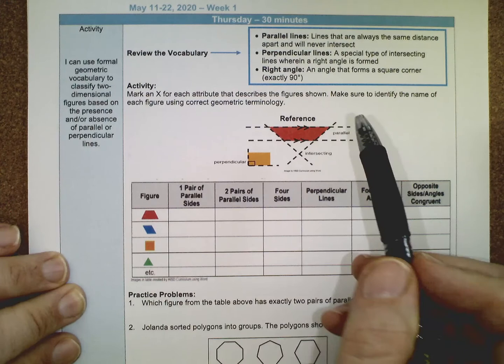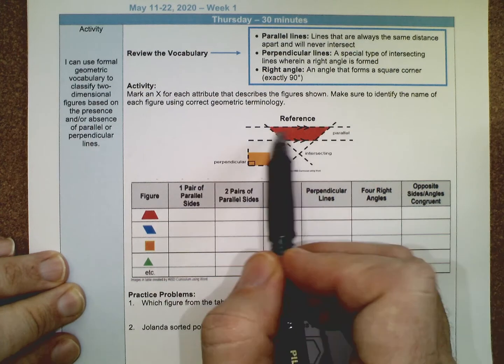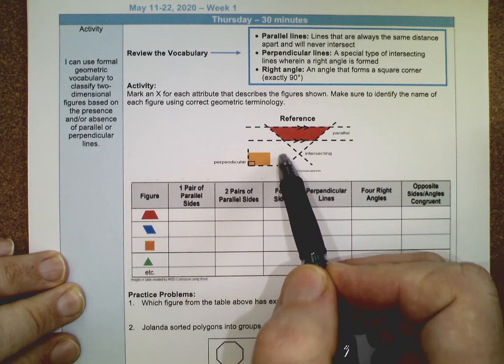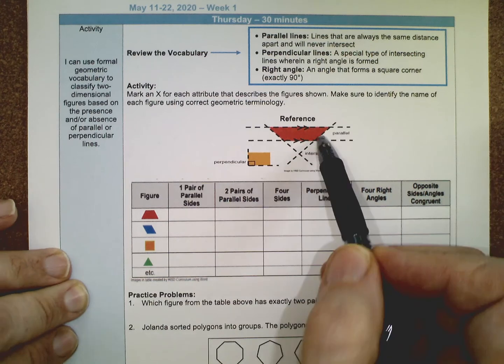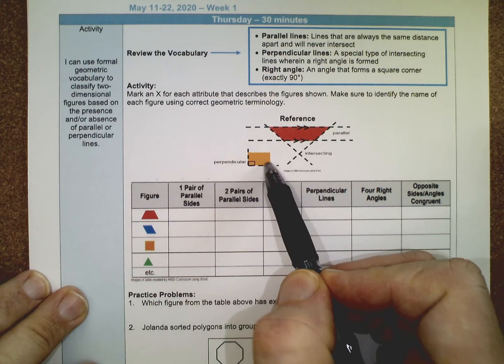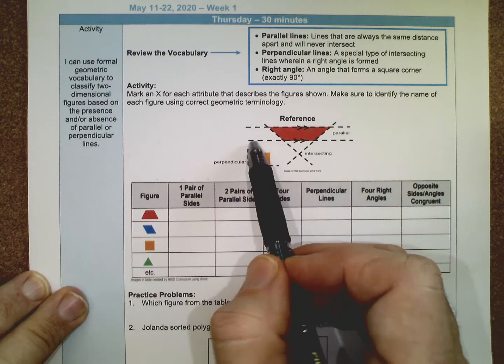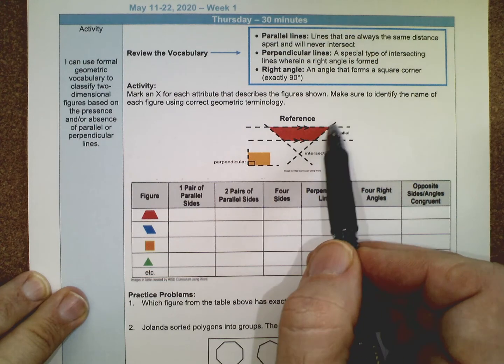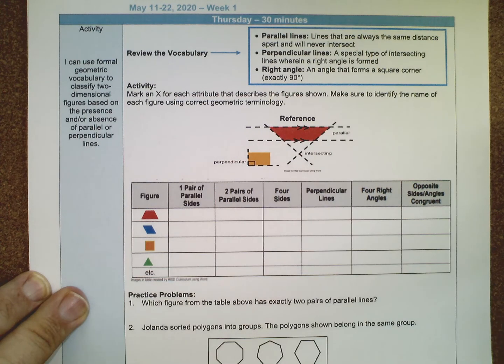Okay, so we're looking at the reference. We have parallel lines, we have intersecting lines, we have perpendicular lines. So we have 3 different examples. Perpendicular lines create a right angle. Parallel lines never intersect. Intersecting lines cross each other.